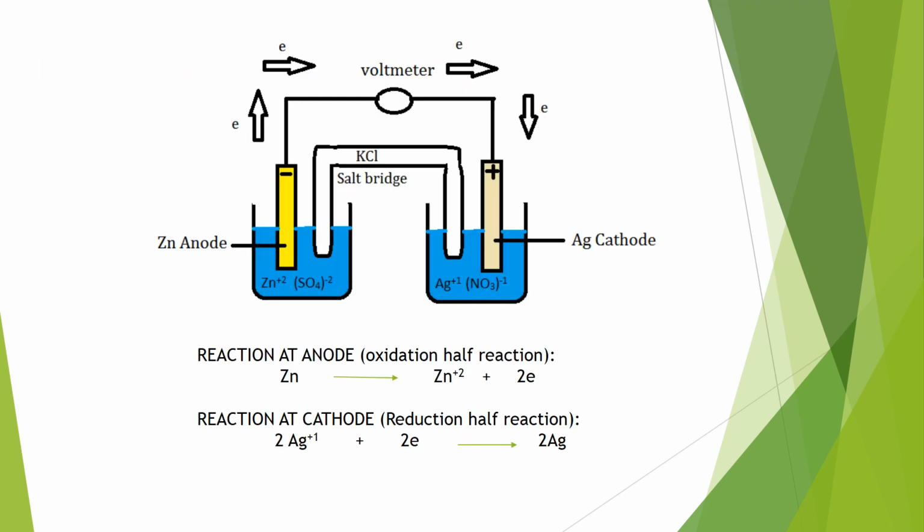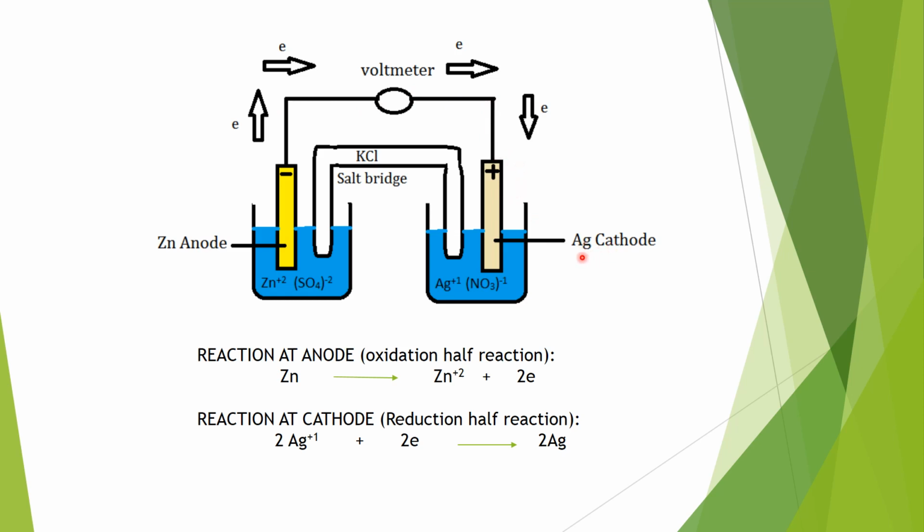Here have a look that I have labeled zinc as anode. Because zinc is an active metal, active metals have more tendency to lose electrons. So zinc will convert into zinc ions and 2 electrons. Zinc will enter in the form of zinc ions in the electrolyte and these 2 electrons will travel along the external wire and reach the other electrode called the silver cathode.